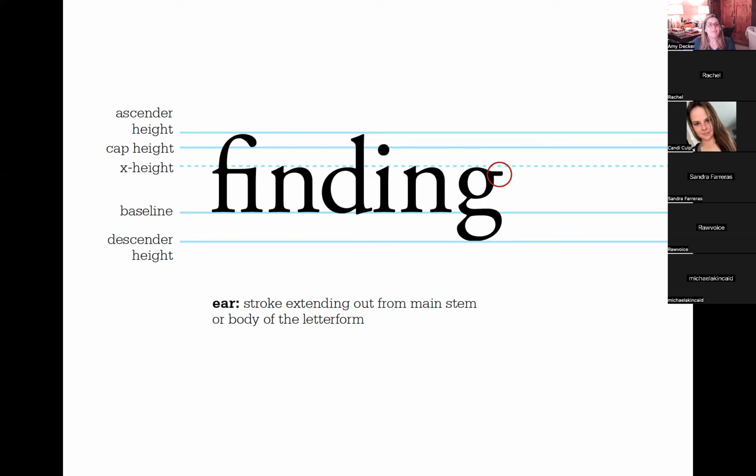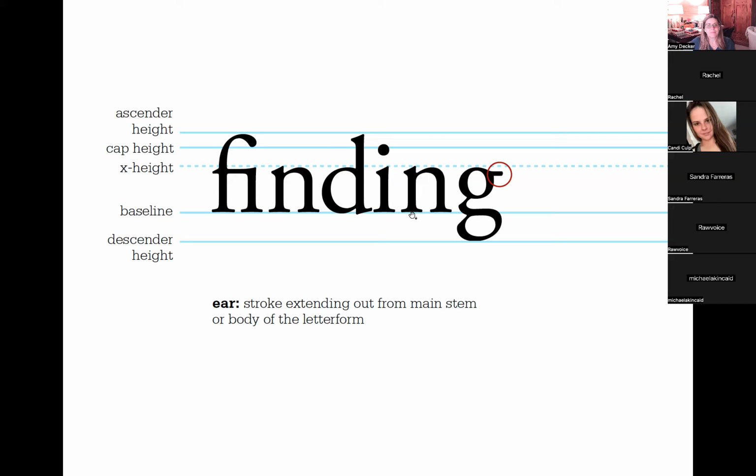I'm sorry, why isn't the little bit of the n that's sticking out there called an ear? This is the stem, and it goes all the way up. From the top to the bottom is the stem. Notice how this is coming out horizontally, but it's along the stem, so that's all part of the same unit.